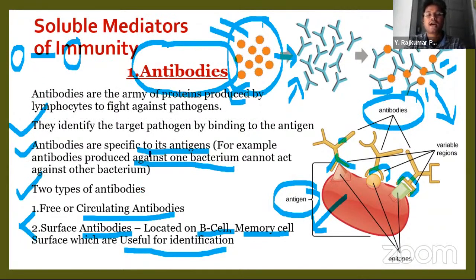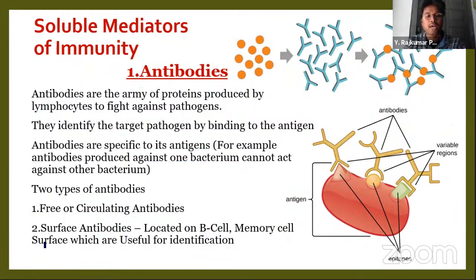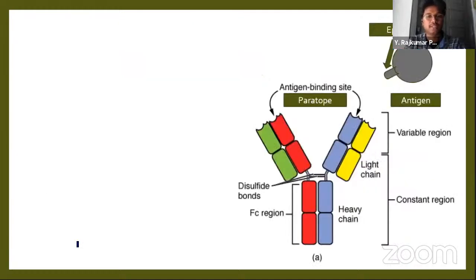Next, antibodies are the army of proteins produced by lymphocytes to fight against the pathogens. Hope you have understood. If you have any doubts, write them down on a paper and consult your JL, concerned JL. So you may get doubts regarding this unit.